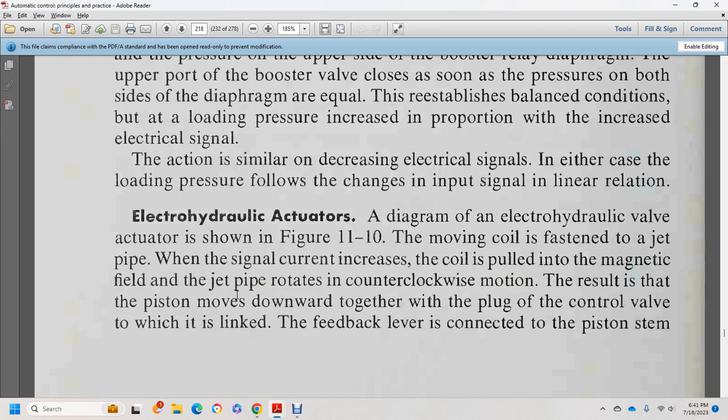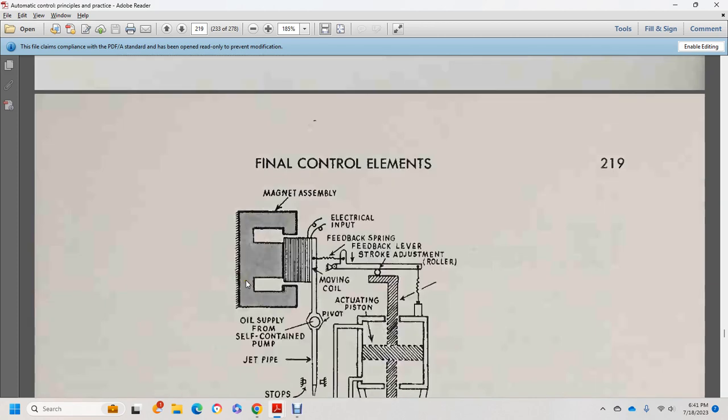Alright, electro-hydraulic actuator. The diaphragm and electro-hydraulic actuator are shown in figure 11-10. The moving coil is faster than the jet pipe. The signal current will increase, pulling the coil into the magnetic field of the jet pipe and rotating it in a counterclockwise motion. The result is the jet pipe moving downward toward the plug of the control valve, in which the feedback lever is connected to the piston stem.